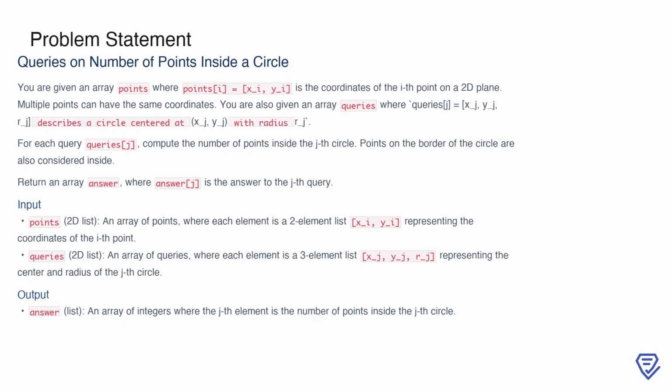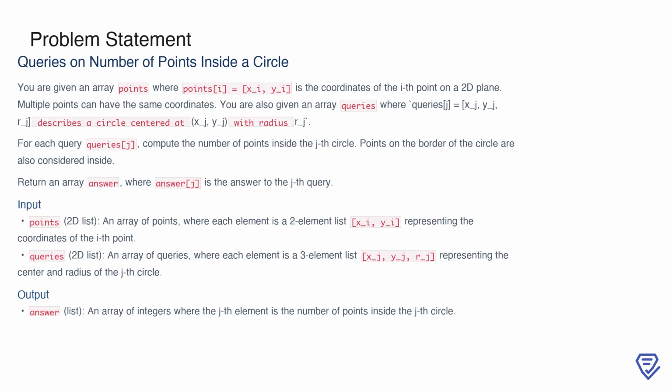You're given two main inputs. The first is an array called points, where each element represents the coordinates x_i, y_i of a point on a 2D plane. It's worth noting that multiple points can share the same coordinates. The second input is an array called queries. Each query is defined by three values, x_j, y_j, r_j, which represent a circle with its center at x_j, y_j, and a radius of r_j.